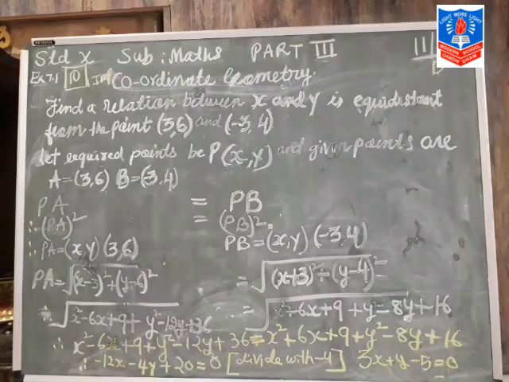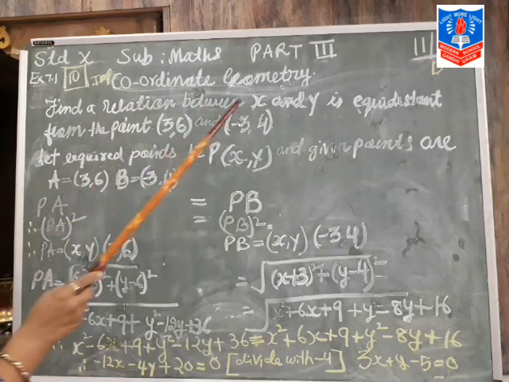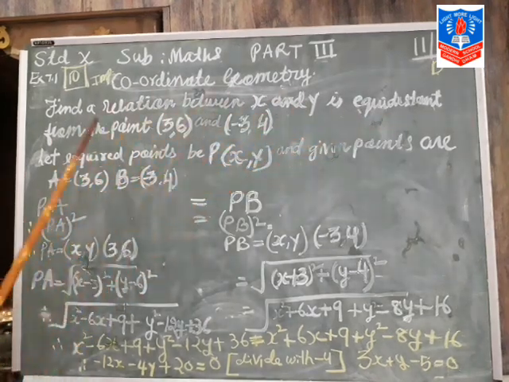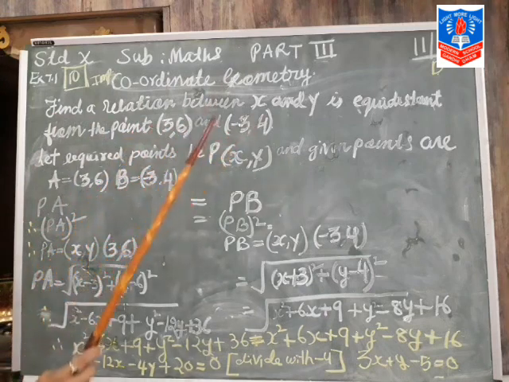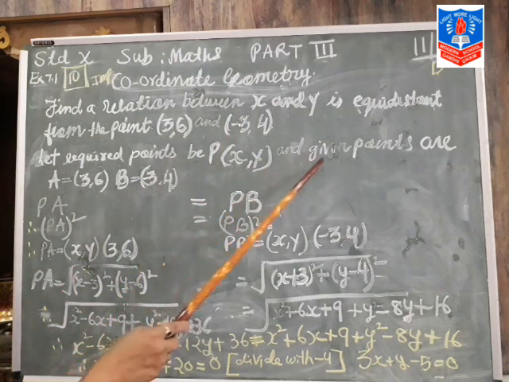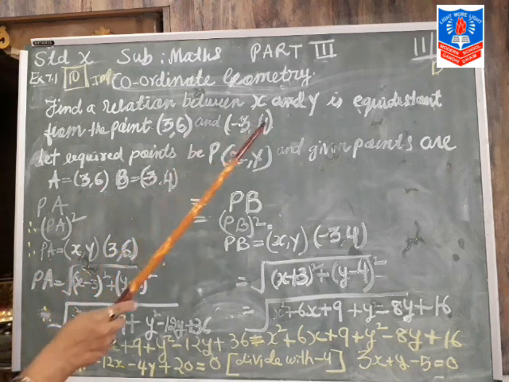Hello, students. Now we will start the last question of your exercise 7.1. There are 10 questions, and questions 7, 8, 9, 10, all 4 questions, are very important. Now find a relation between x and y, where (x, y) is at an equal distance from the points (3, 6) and (-3, 4). So let the required point P equal (x, y), and the given points are A, that is (3, 6), and B is (-3, 4).